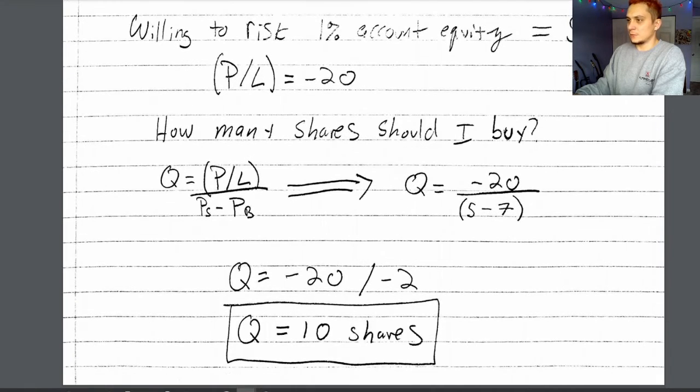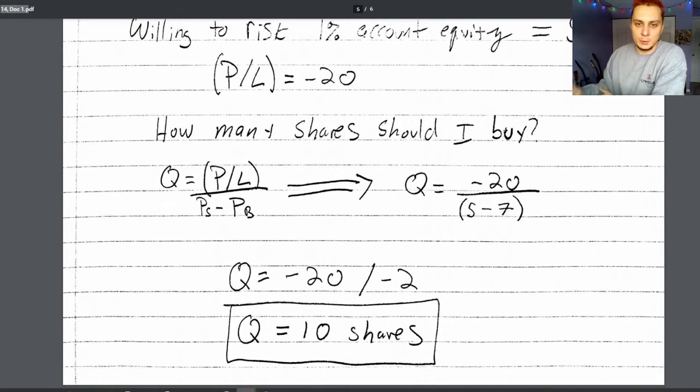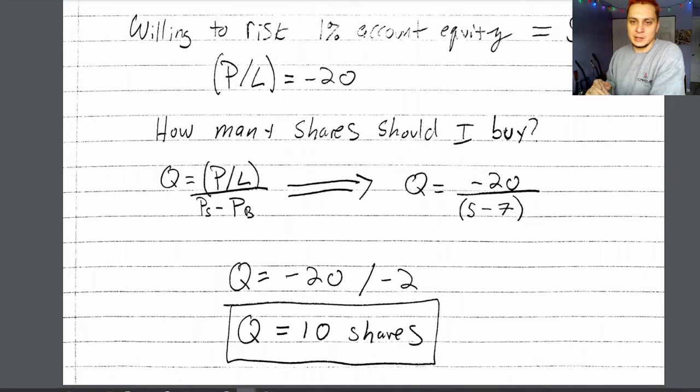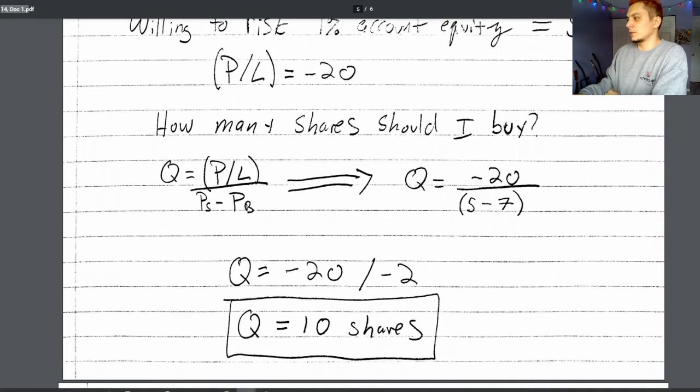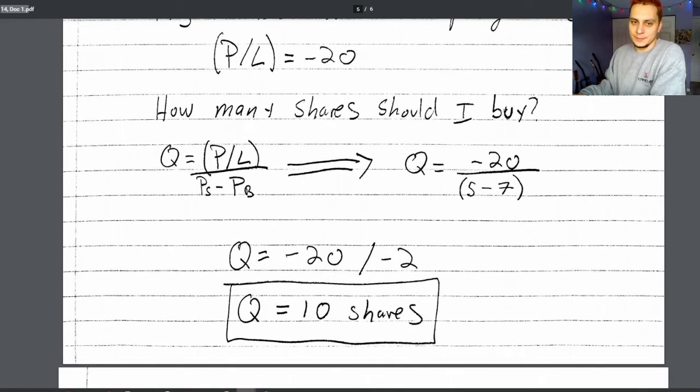So if we plug in our formulas here, we would use the Q formula. We've got all the numbers we need. Our acceptable loss is 20, sell price is $5, buy price is $7. That simplifies down to -20 over -2. The negatives cancel out. You're left with 10 shares. And again, if you got -10 shares, it just means you either forgot the negative on the P/L or you mixed up the buy and sell price. It's the same number.